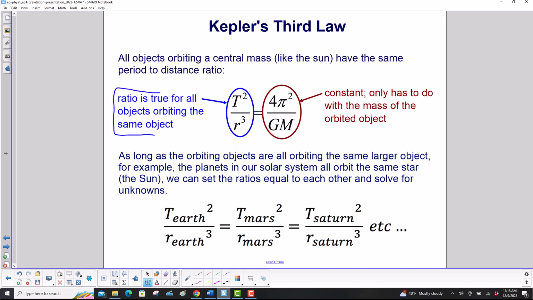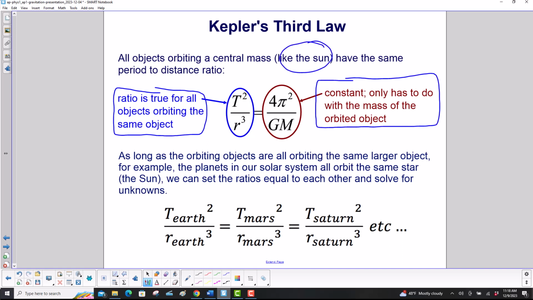This ratio here is true for all objects orbiting that same object. The value on the right is constant. It only has to do with the mass of the orbited object, such as the Sun. As long as the orbiting objects are all orbiting the same larger object, for example, the planets in our solar system all orbit the same star, the Sun, we can set the ratios equal to each other and solve for the unknowns.